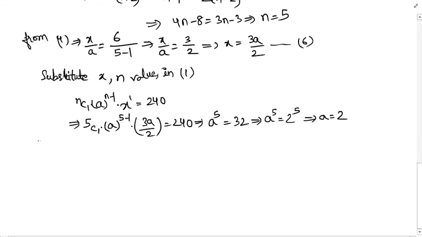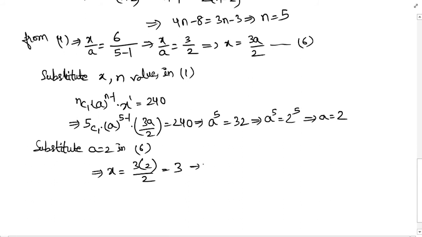Now what we'll do is substitute a = 2 in equation 6. Then what do we get? x is equal to 3a/2, that is 3 times 2 by 2, that is equal to 3. That implies x is equal to 3. So therefore a is equal to 2, x is equal to 3, and n we got as 5.